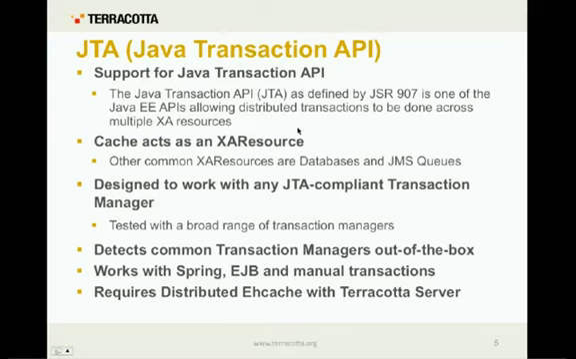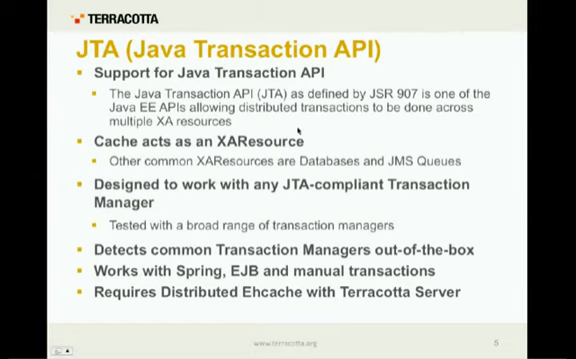Another good example is where you would want to group transactional cache operations with other XA resources. So, for example, a database. You may want to update the database and update the cache at the same time so that you have a consistent system of record mirrored in your cache. And if the update to the database fails, you don't want to update the cache, or vice versa.